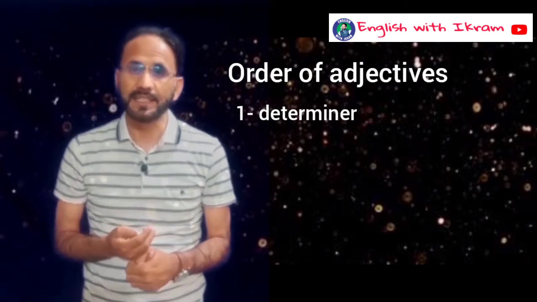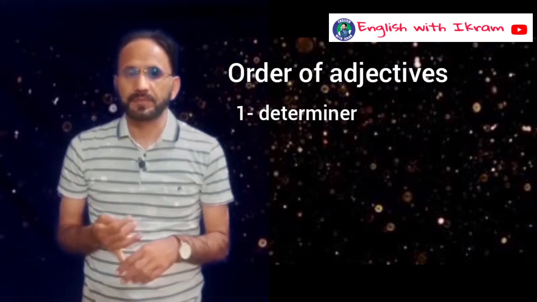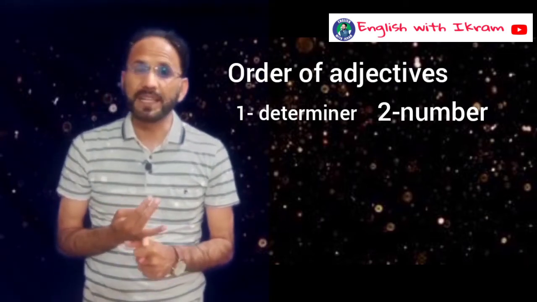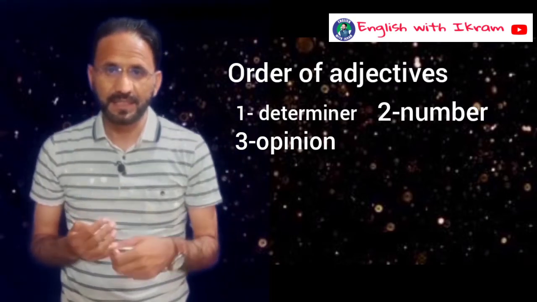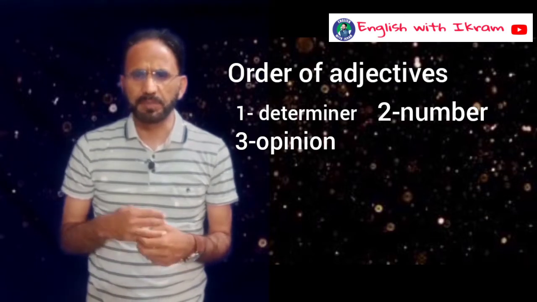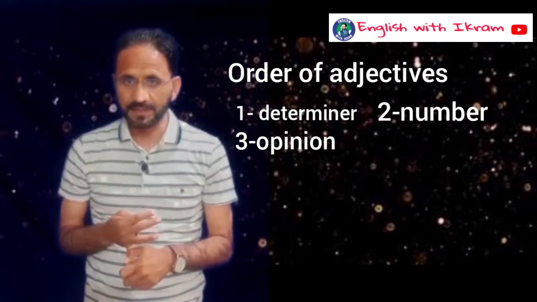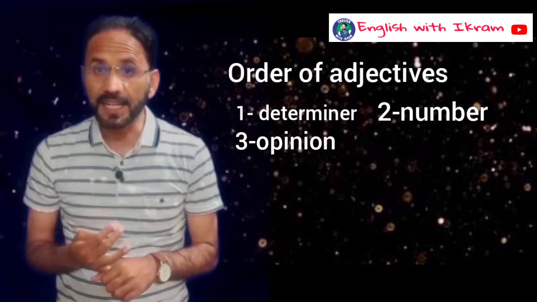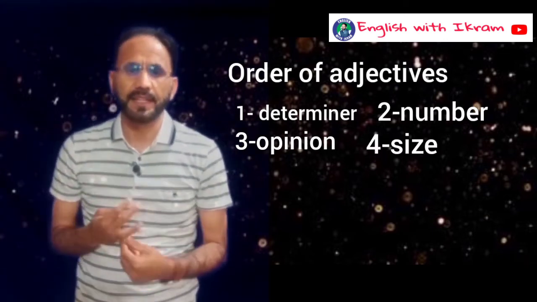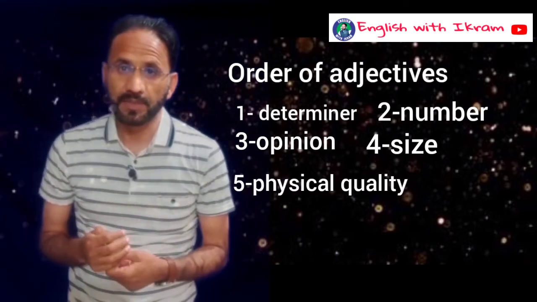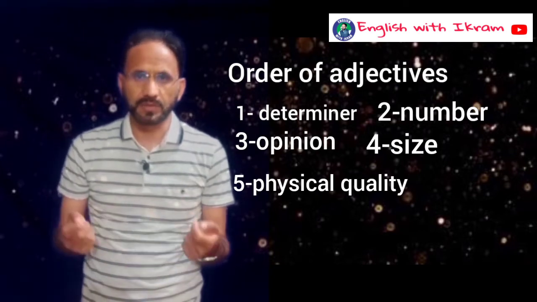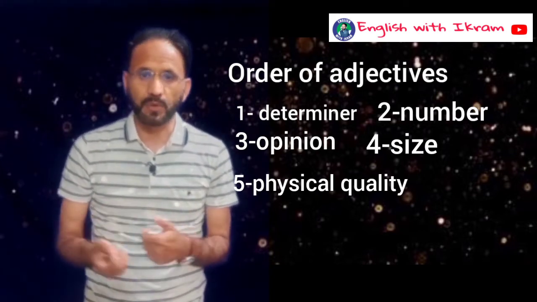They use either determiner. Then number. If an adjective tells the number. Then opinion. When an adjective tells some quality of something, for example, attractive, beautiful, rare. This is number 3. Number 4, size. When an adjective tells the size, small, large. Then number 5 is physical quality. When an adjective tells the physical quality of something, for example, round, rectangular, triangular.